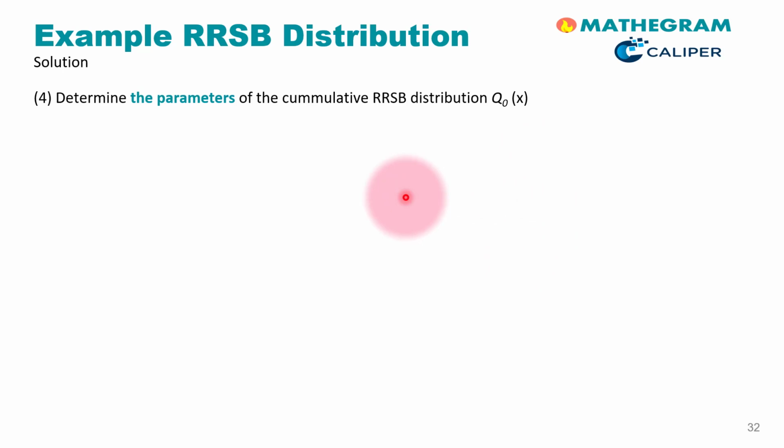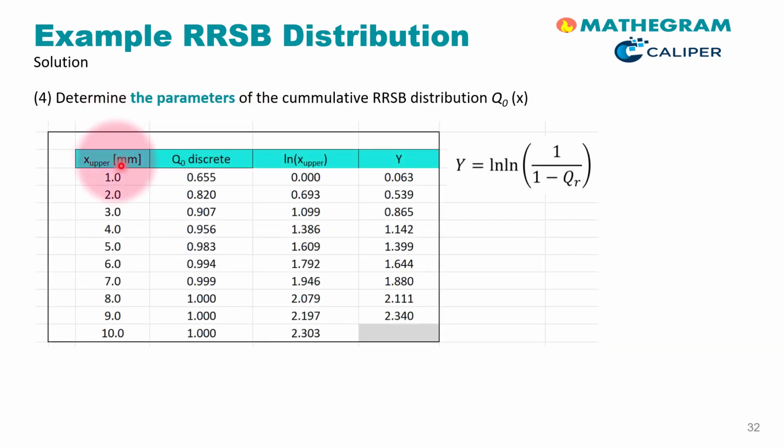The fourth and last step is to determine the parameters of the cumulative Q0 distribution. The first important thing to note is, same as for the Q3 distribution, that Q0 is defined at the upper class boundary. See the data in the first column. We could then directly fit the Q0 distribution with the RRSB distribution. However, we prefer to first linearize the RRSB distribution.